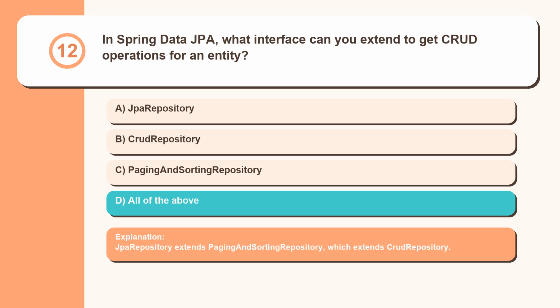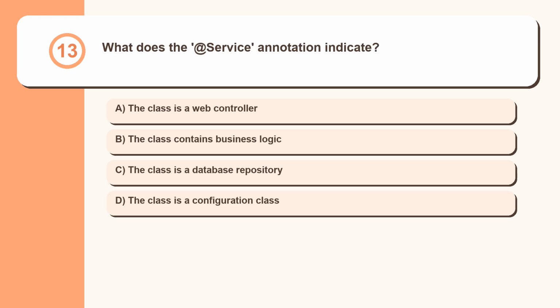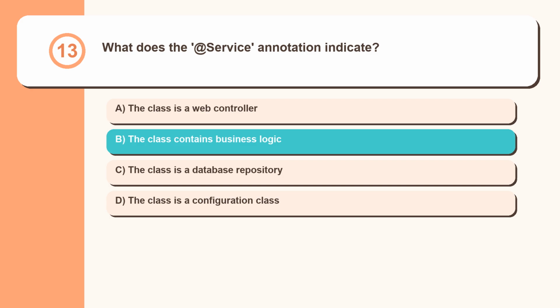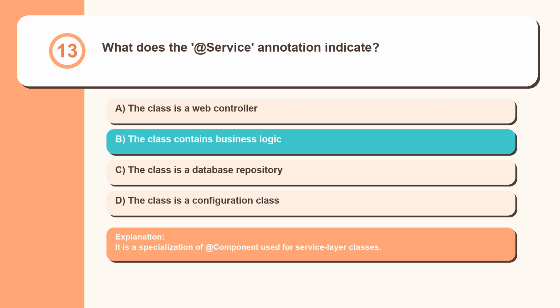Question 13. What does the @Service annotation indicate? The class is a web controller. The class contains business logic. The class is a database repository. The class is a configuration class. It is a specialization of @Component used for service layer classes.